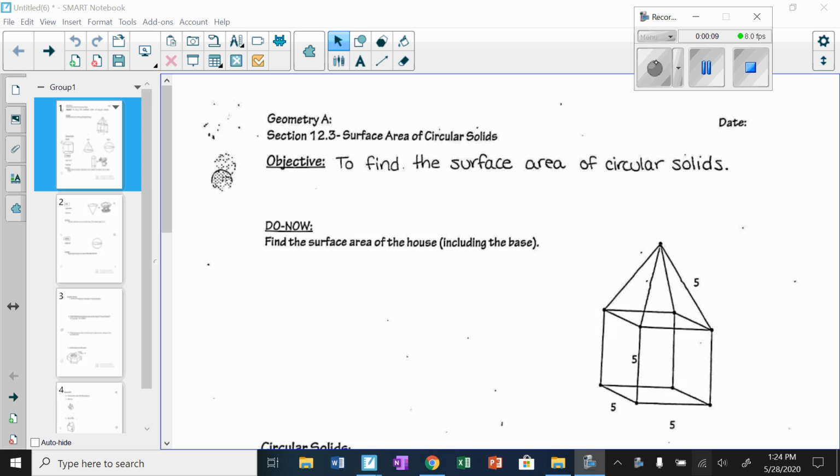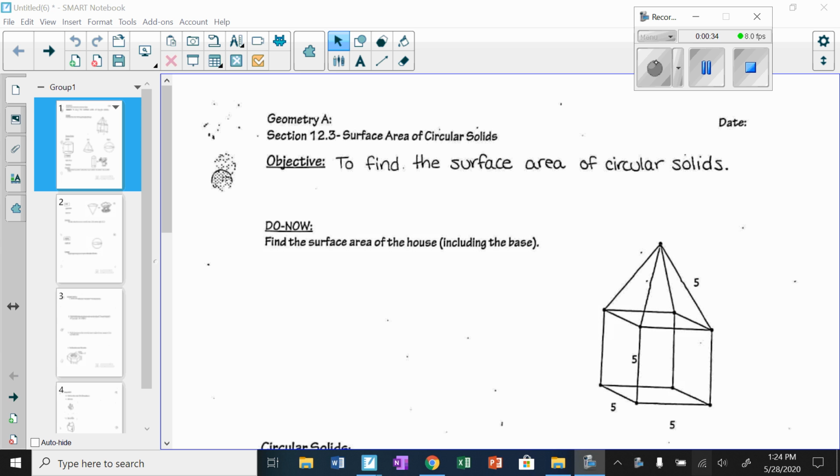Okay, guys, so we're moving on to our next section, section 12.3, surface area of circular solids. Now, I want us to take a minute and do the do now. Remember, when we're finding the surface area of something, this is the first time I'm actually putting two different figures together for you. So when we're finding the surface area of something, think everything we can get to without dismantling the figure. So we want to find the surface area of this house.